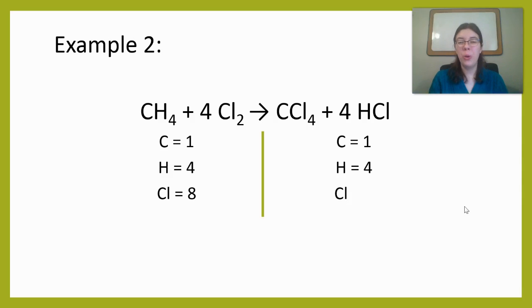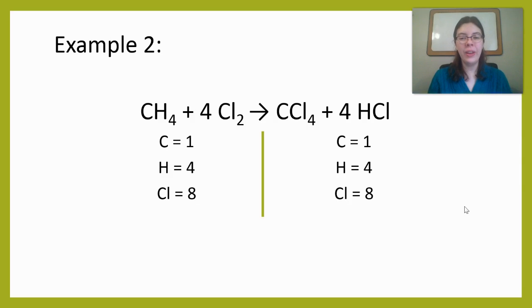And then for my chlorine, I have it in 2 different spots, and we need to add those together. Okay, so first I have chlorine in the carbon tetrachloride, and I have 4 of those. And then I have 4 chlorine in the hydrochloric acid. So 4 plus 4 is 8.